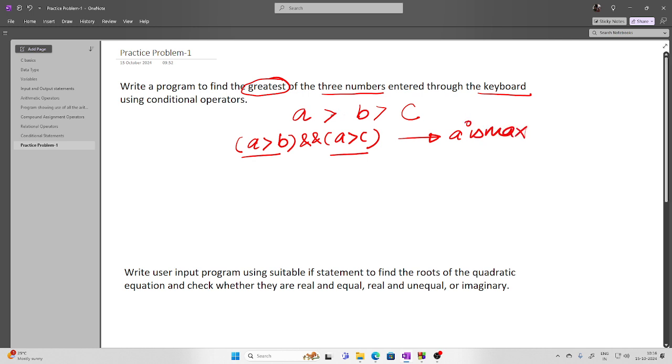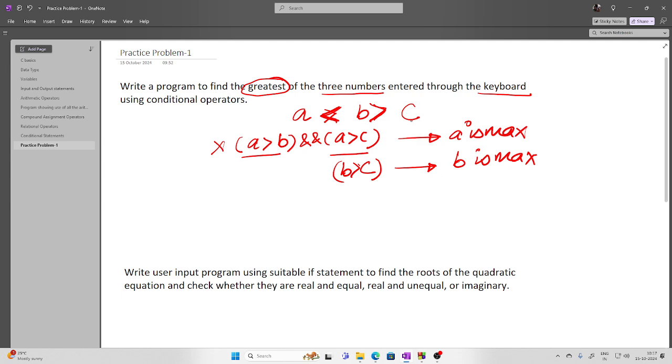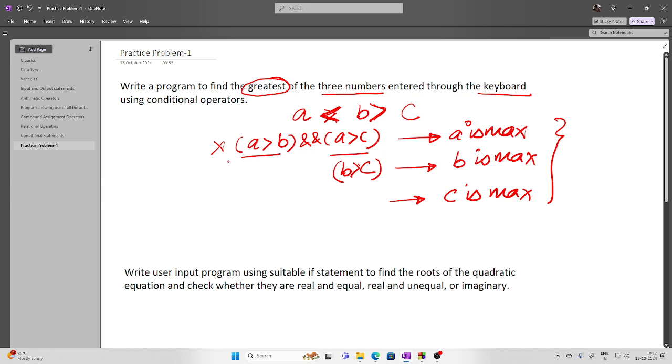But if it so happens that a comes out to be less than b, that means b is more than a, then this condition becomes false. Then you have to check whether b is greater than c or not. If b is greater than c and this becomes true, then obviously b will be maximum. And if neither a is more than b nor b is more than c, then it becomes obvious that c is maximum. So this is a very simple logic for checking which one of the three numbers entered by the user is maximum.